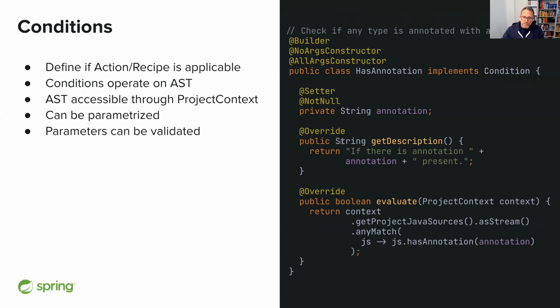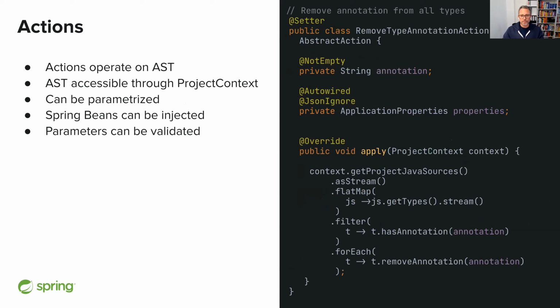One side note, these parameters can be validated using Java bean validation, and you can just add these annotations here on top. And when Spring Boot Migrator starts and creates the actions and the recipes, these are evaluated.